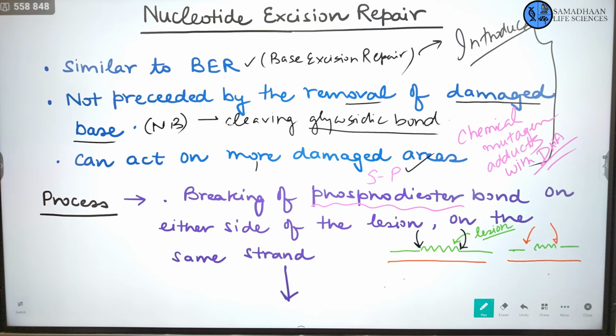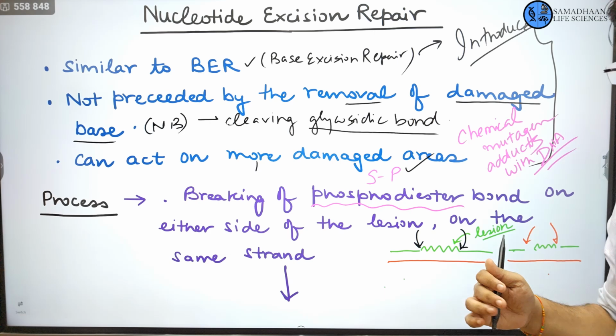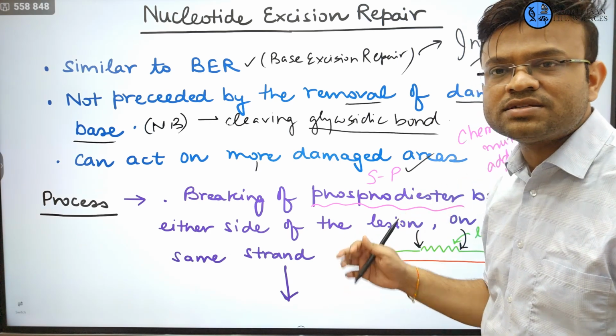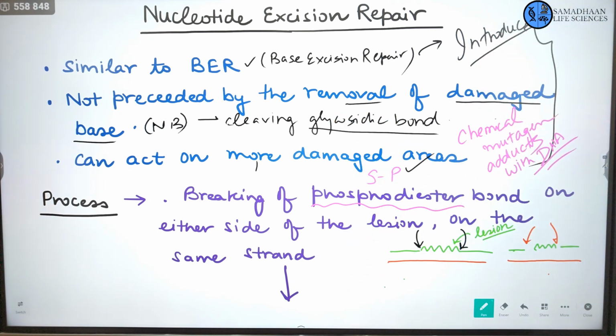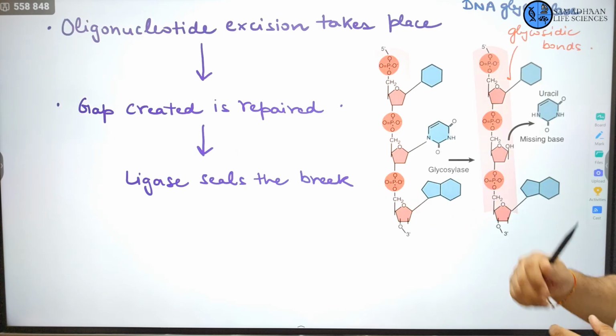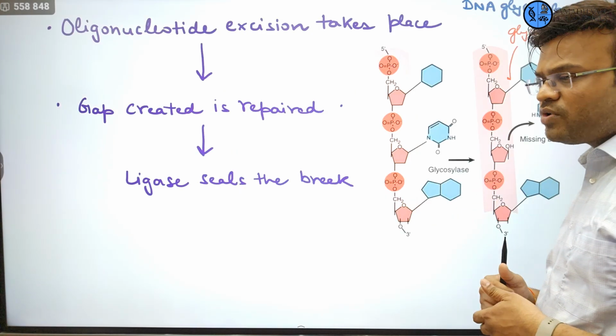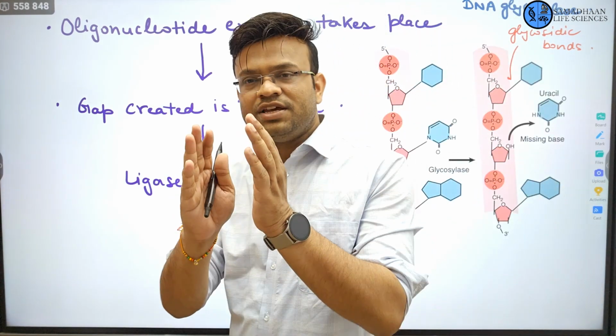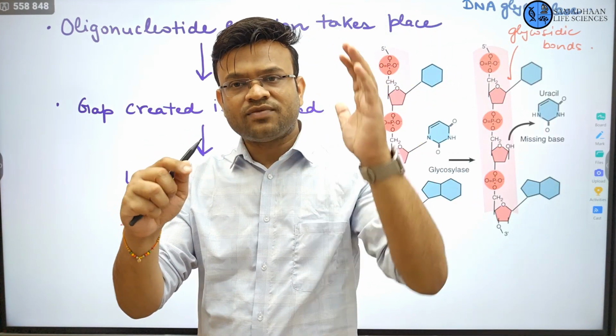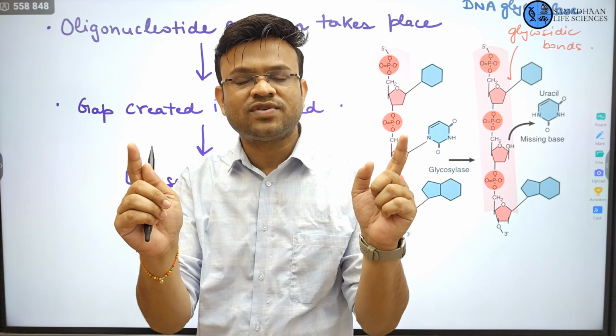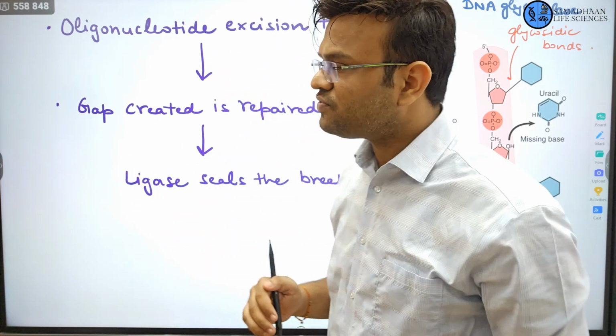I believe you have got an idea of how this nucleotide excision repair starts. Just take a quick photograph of this and then we can move forward. Okay, I hope you have taken a photograph. Let me move forward. The first step was that the lesion was present and the phosphodiester bond on both sides of the lesion was broken.